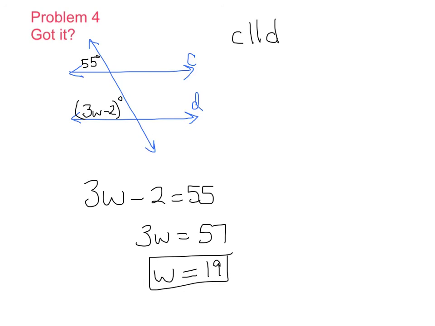You do not have any new vocab words. You do have, however, 4 theorems that you need to know how to use. The converse of corresponding angles theorem, converse of alternate interior angles theorem, converse of the same side interior angles theorem, converse of the alternate exterior angles theorem.